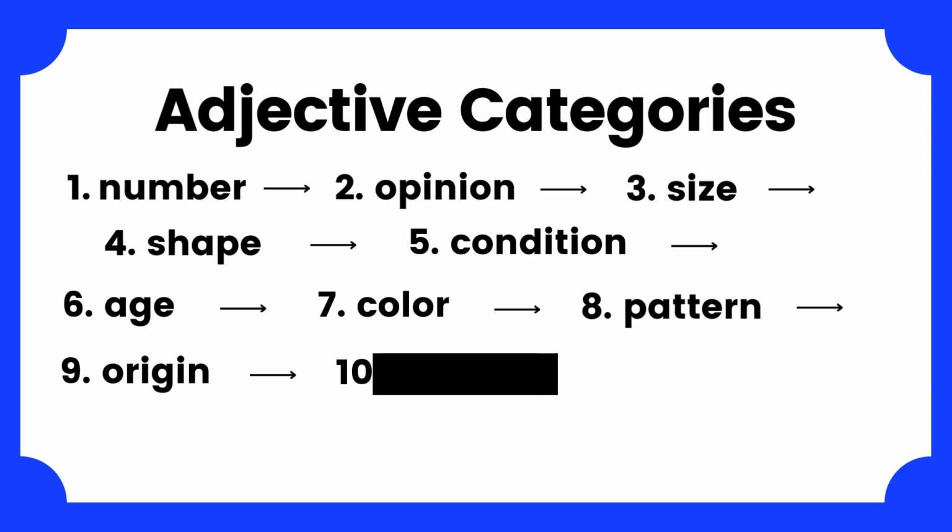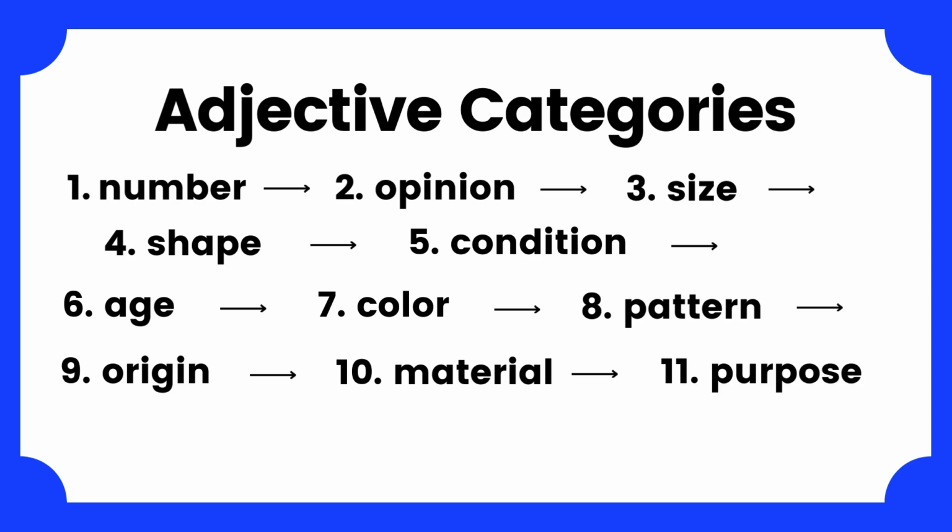After that would be material, like the material something is made from, such as wooden, metal, plastic, etc. Next and last is the purpose. If the item has a purpose and we want to use an adjective to describe that, an example would be writing, like a writing utensil, or golfing, like a club for golfing, or swimming, like swimming trunks.